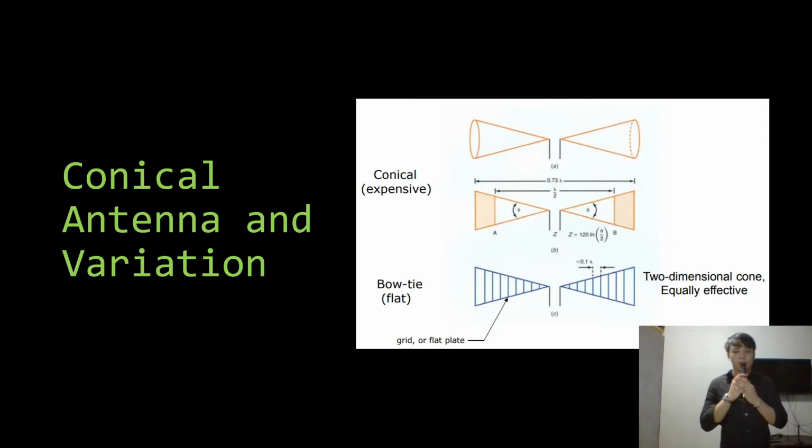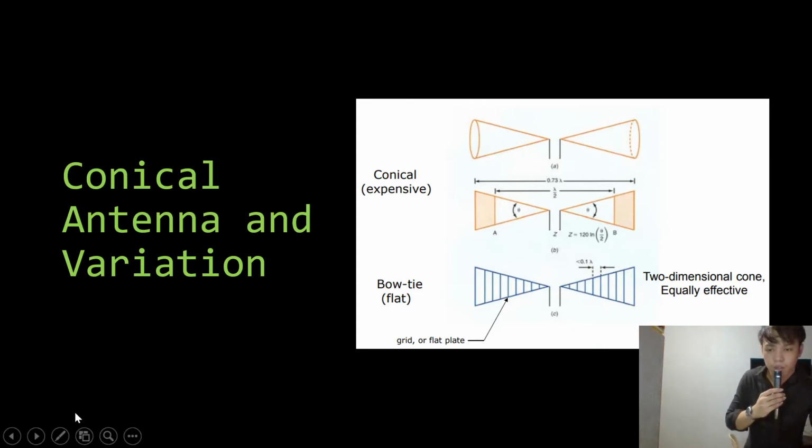So, conical antenna and variation. This is the basic principle of a conical antenna. As we can see here, this is the conical expansive, this is the bow tie flat, and this is what you call the grid or flat plate. That is, a two-dimensional cone is equally effective.